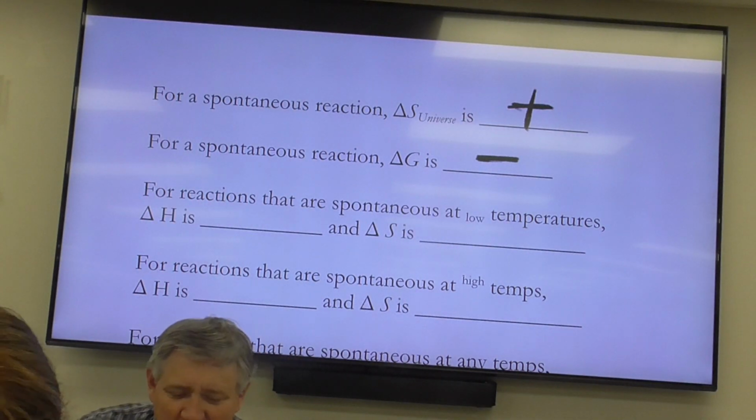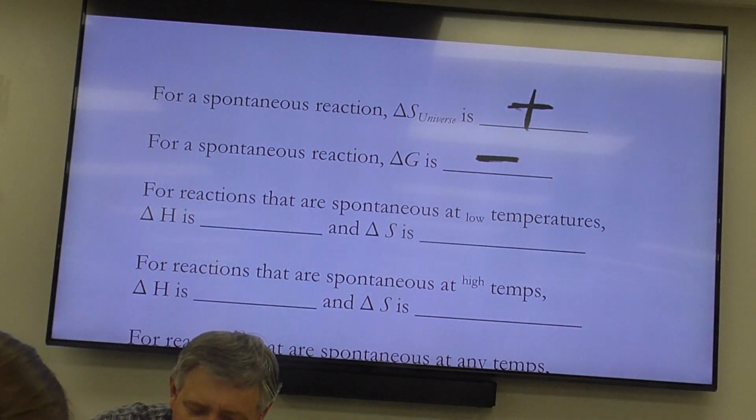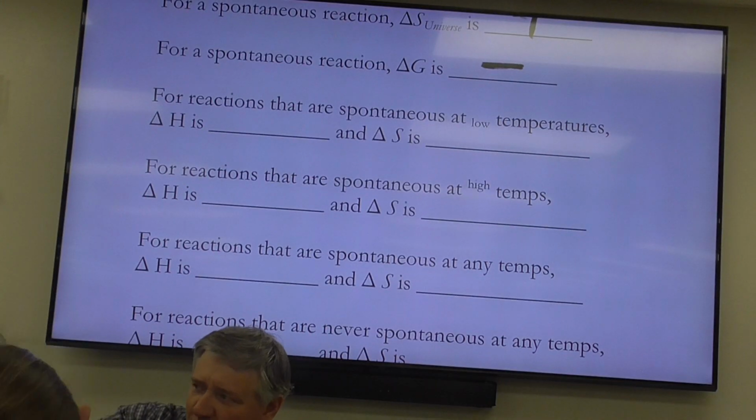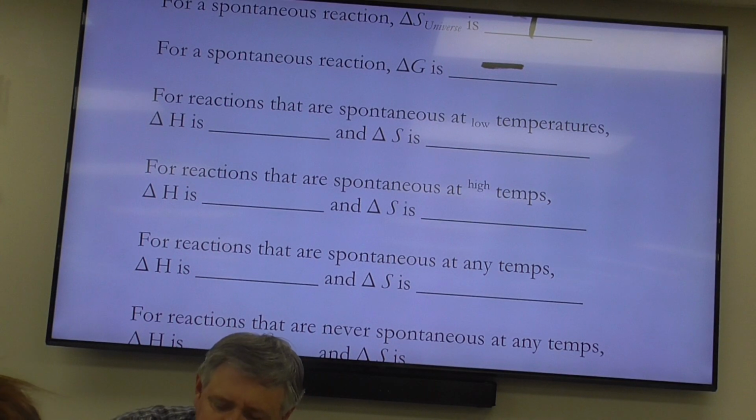Negative. So here's what we're going to work through, these four different scenarios, okay?